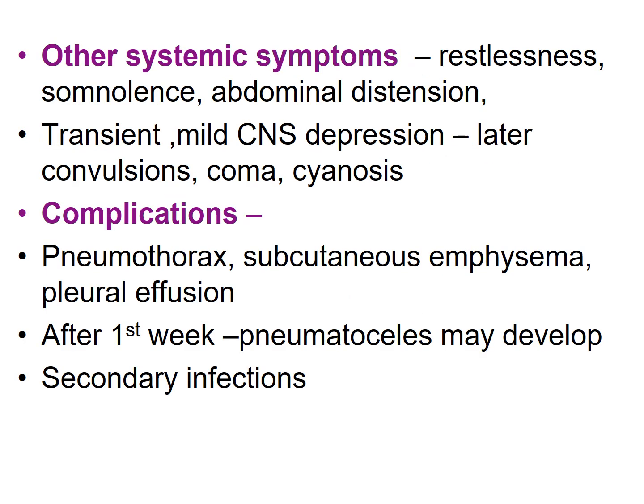Other systemic symptoms are restlessness, somnolence, abdominal distension, transient mild CNS depression, and later may have convulsion, coma, or cyanosis. But these systemic symptoms are more commonly seen with the aromatic compounds than the aliphatic compounds. In the aliphatic compounds, though these symptoms are there, they may be minor, and the chemical pneumonitis is more severe.